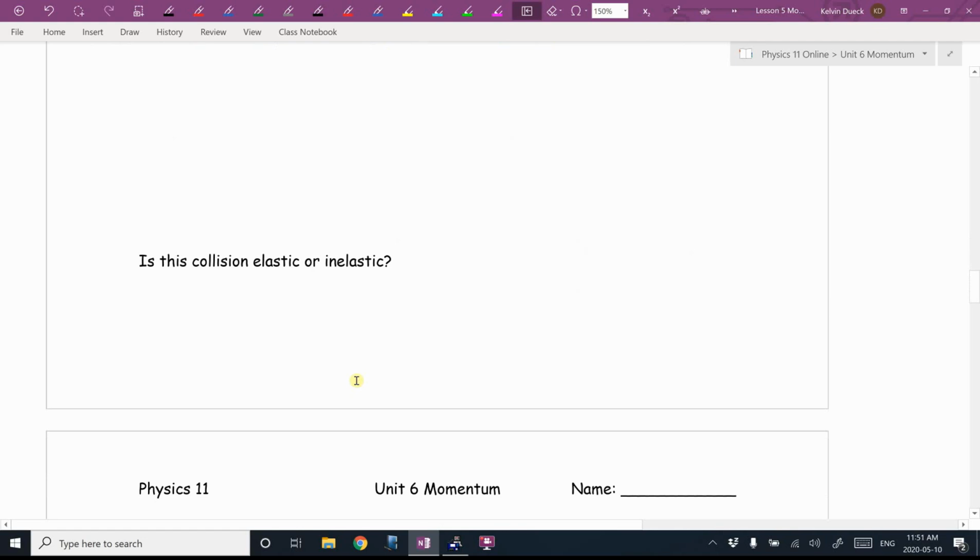Is this collision elastic or inelastic? Well, here, they did not stick together. They bounced apart. Rubber bounces. Elastic band. Rubber. Elastic.